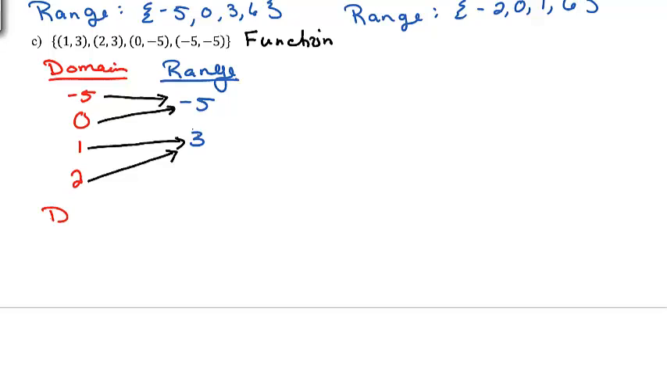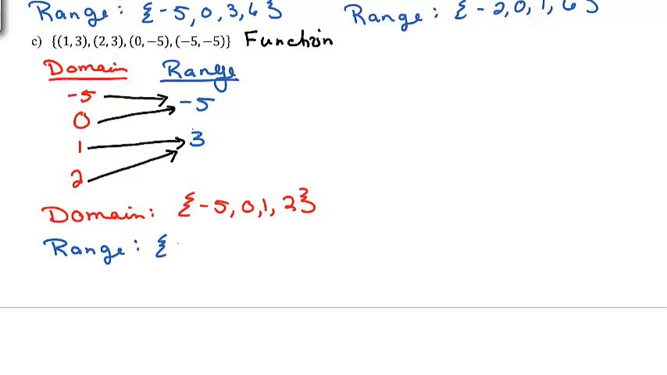So now we're going to list as a set our domain and range. The domain is a set that contains the values -5, 0, 1, and 2. And the range is the set containing the values -5 and 3.